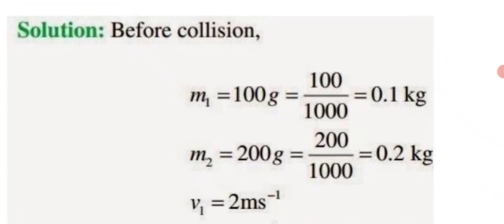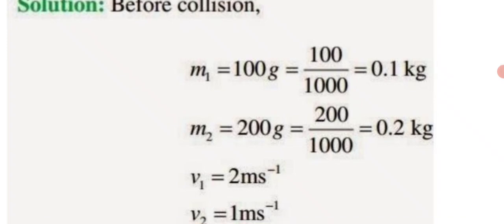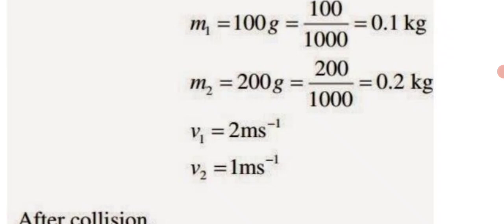Before collision, m1 is equal to 100 gram. 100 gram is converted into kg: 100 divided by 1000, 0.1 kg. m2 is equal to 200 gram. 200 divided by 1000 is 0.2 kg. v1 is equal to 2 meter per second. v2 is equal to 1 meter per second.